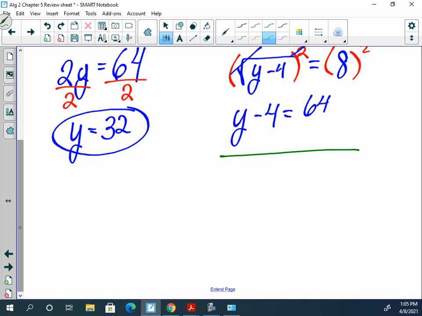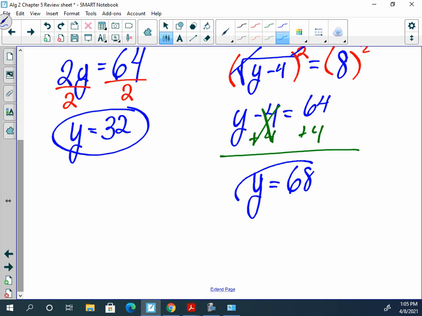And then we would add 4 to both sides to get y by itself, because these would cancel. And this would tell us that y is equal to 68.